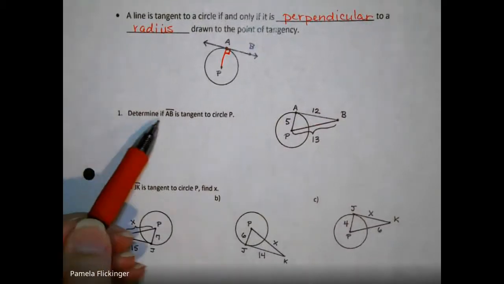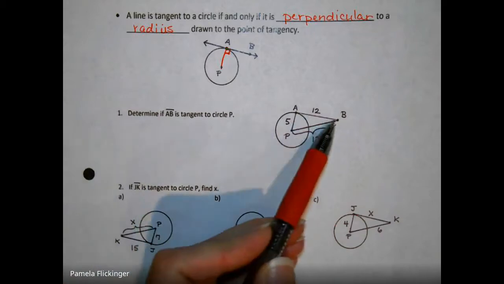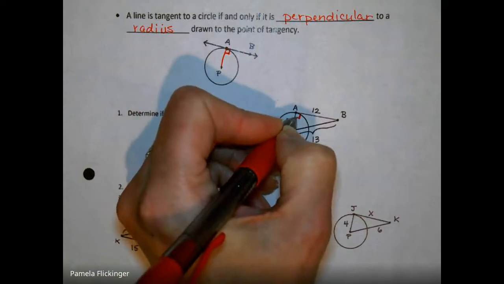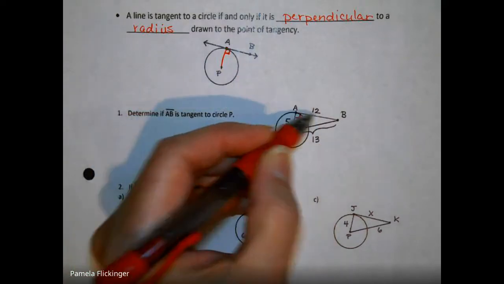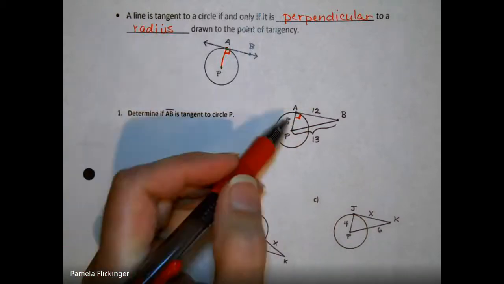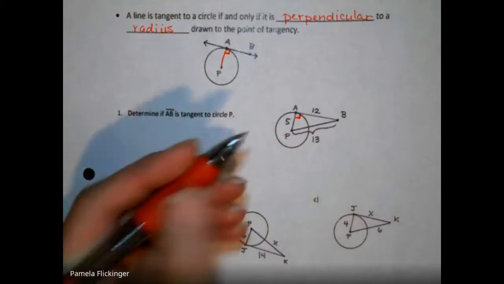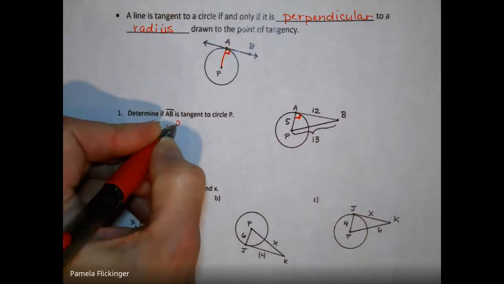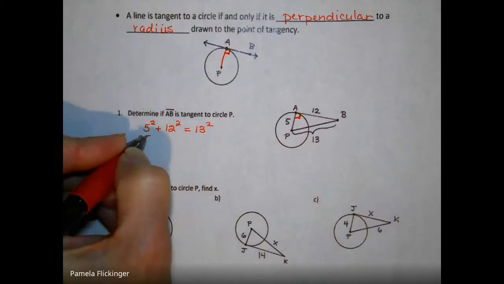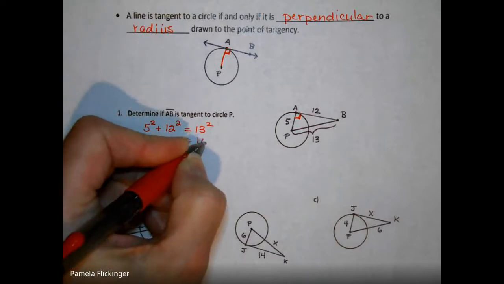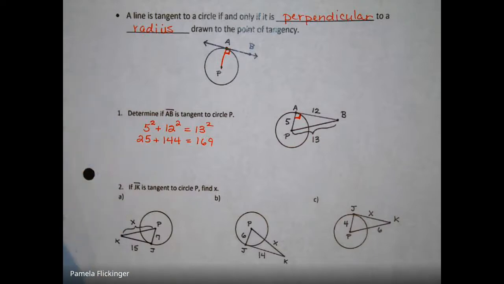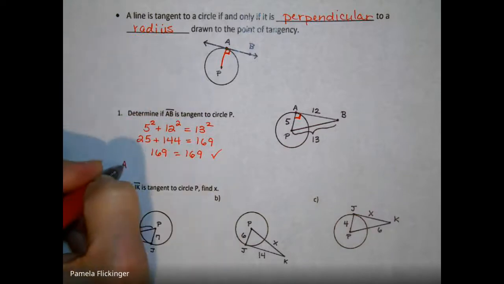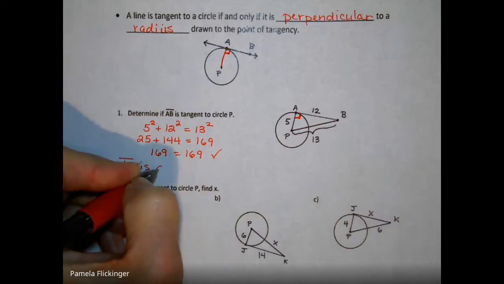So it wants us to determine whether or not segment AB, right here, is a tangent to this circle. Well, if it is, as we just said, then that radius drawn from P out to A would be perpendicular to AB, which means that this figure would be a right triangle. So how do we determine if it's a right triangle? We use the Pythagorean theorem. We check 5 squared plus 12 squared to see if it equals 13 squared. If it does, then it will be a right triangle. So we've got 25 plus 144 equals 169, and those two sides are indeed equal. So segment AB is a tangent.